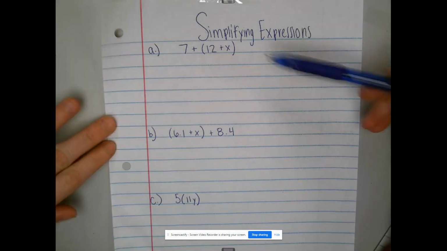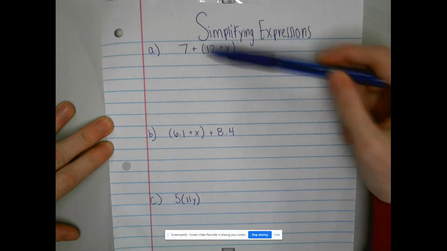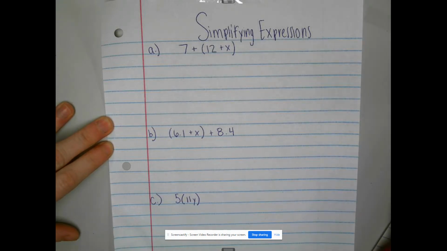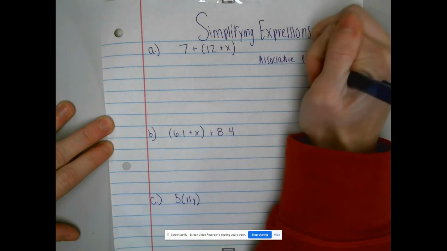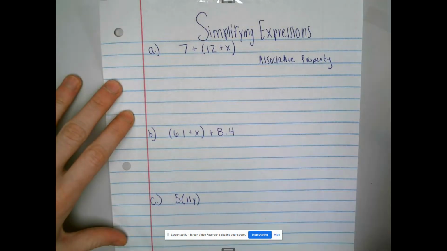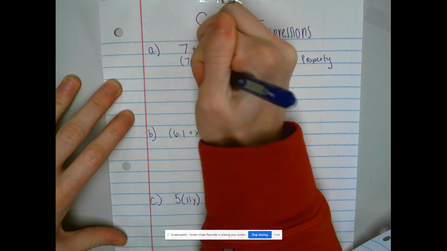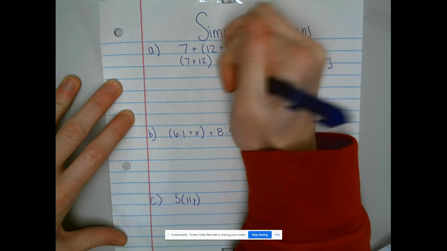So in A, I have 7 plus, and then the sum of 12 plus x. As you can see, the 12 plus x is in parentheses. Well, we're going to use the associative property. And this tells us that since we're working with addition and only addition, it does not matter which numbers I group, right? So which numbers and variables I group, I'm going to group the ones that make the most sense to simplify this problem. So I'm going to regroup these, and I'm going to do 7 plus 12 and group those since they're both regular numbers, and then plus x.